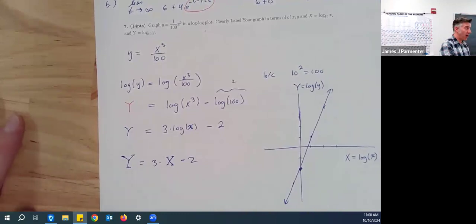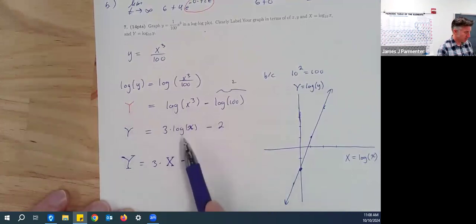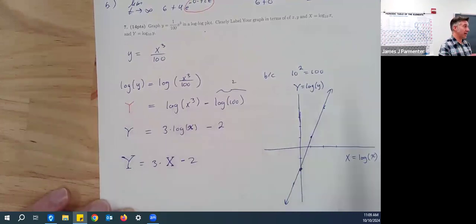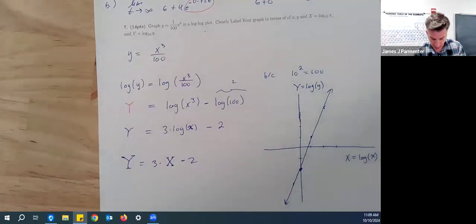It's just that for semi-log, you're not going to end up with a log of x at the end of the day. You're going to end up with x being outside of the logarithm because, sorry, paper's there.